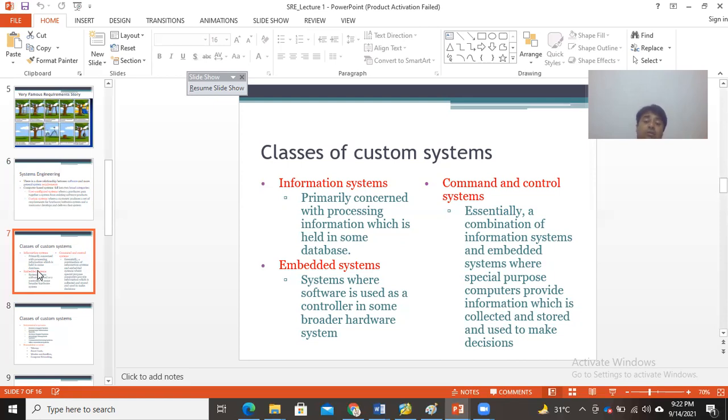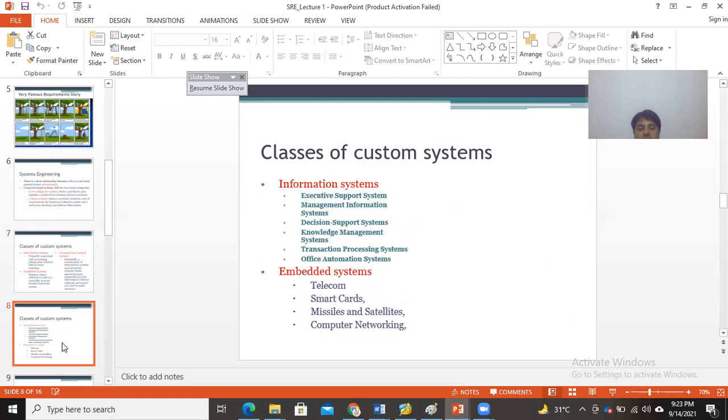The third one is the command and control system, which is a combination of information system and embedded system, where special purpose computers provide information which is collected and stored and used to make decisions. So we call that particular system a command and control system. It means that in a command and control system, you have the software side, you have the database, as well as your software controlling your hardware. We combine both of them, and we say this type of custom system is called a command and control system.